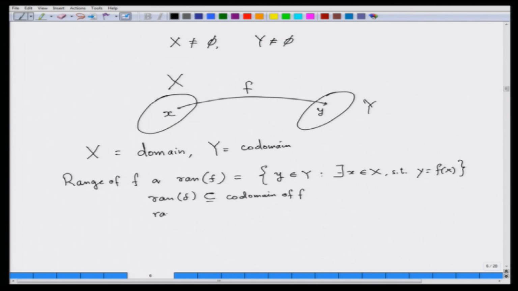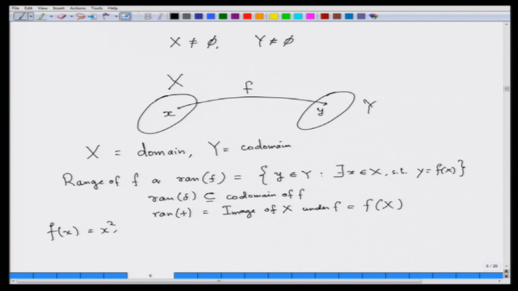So, range of f is also called the image of X under f. Sometimes people use the terminology f of capital X. I will give an example of how these two are different. For example, I take again the standard function f x equal to x square. Here the domain means, when I am talking about a domain, I have to operate this function f on each and every element of the domain. This is of fundamental importance, that each and every element of the domain has to be acted on by f.